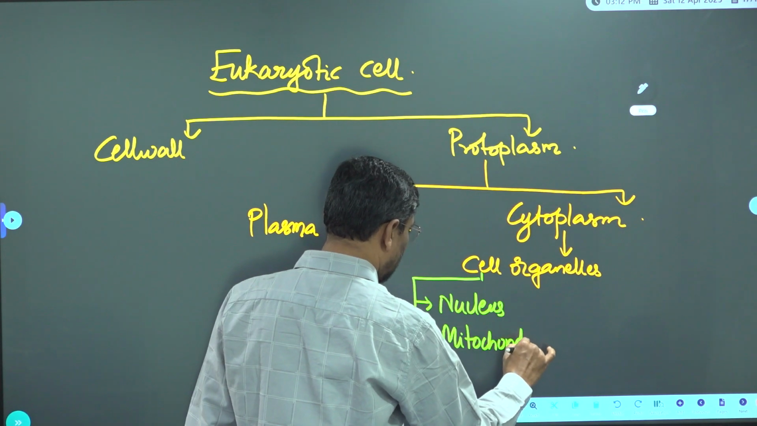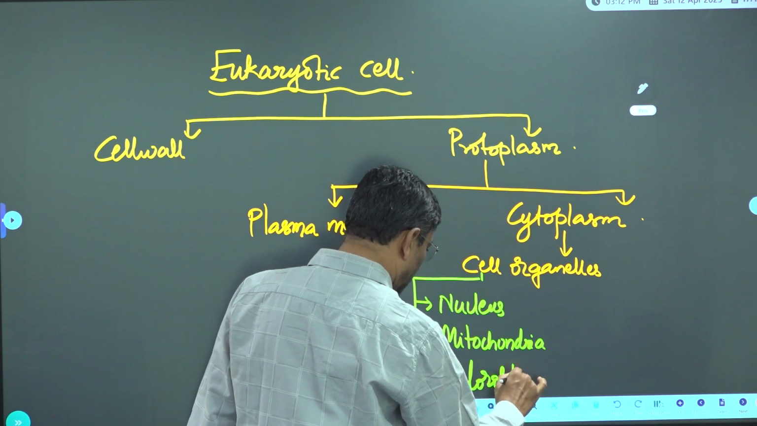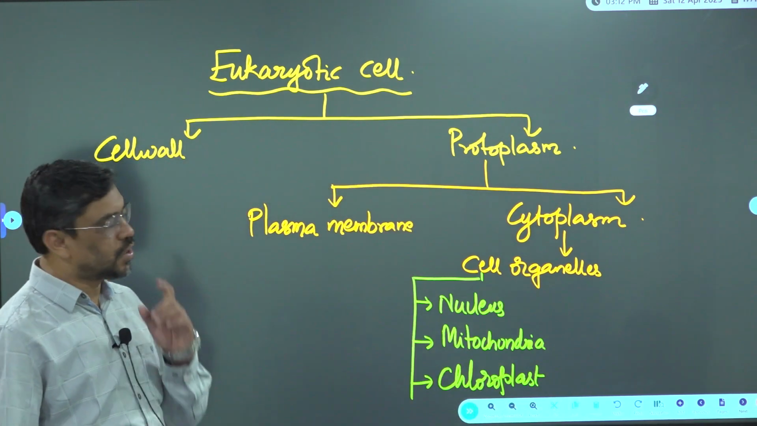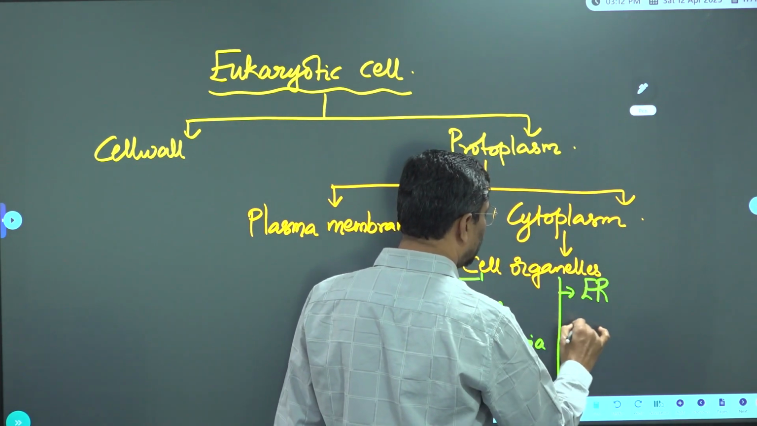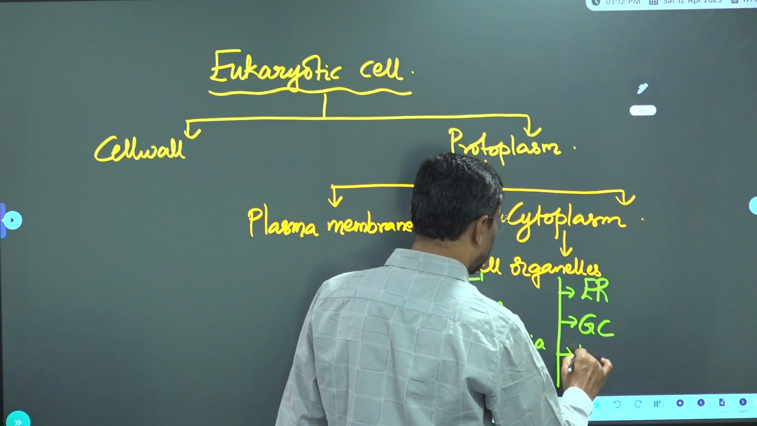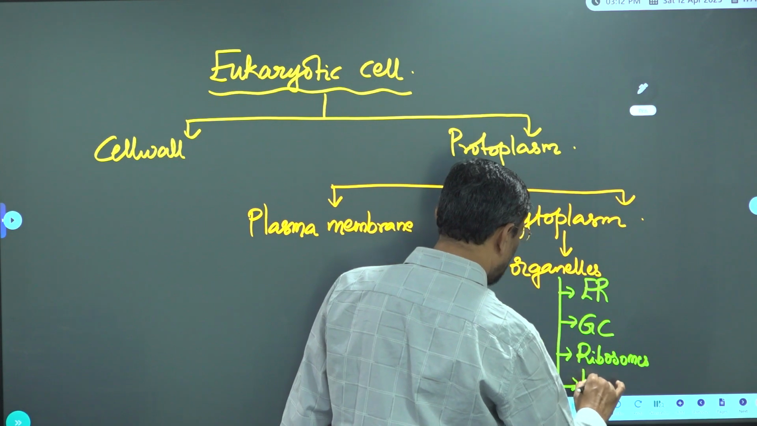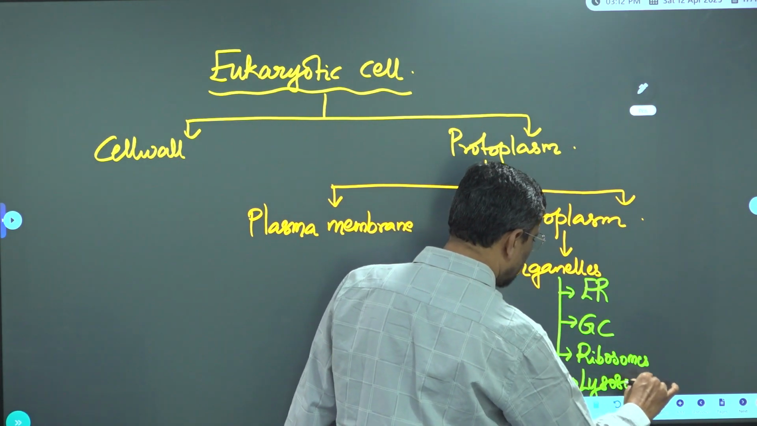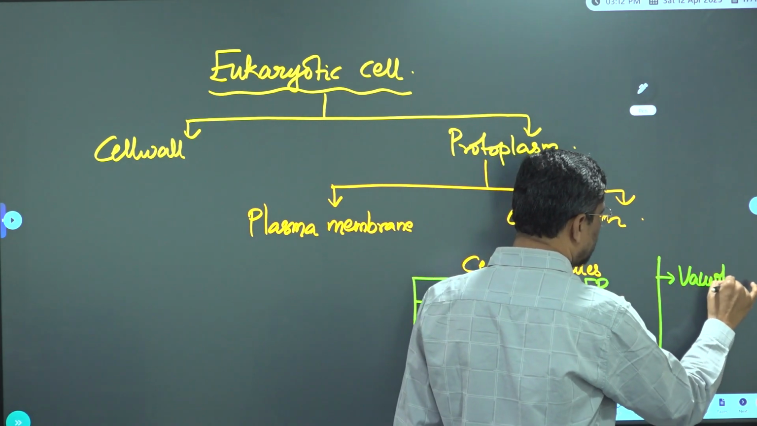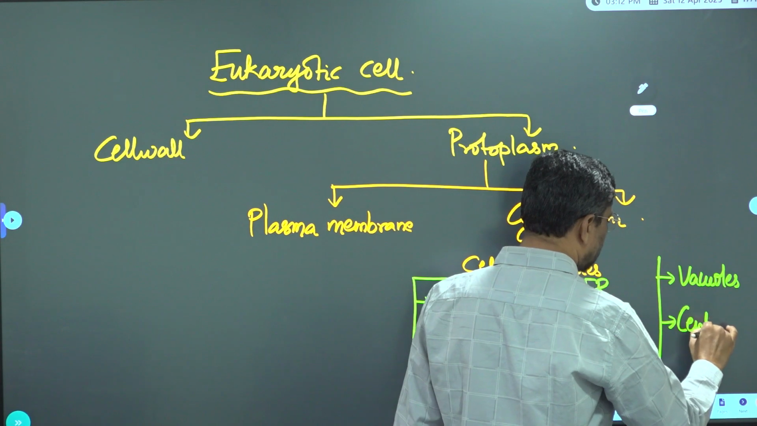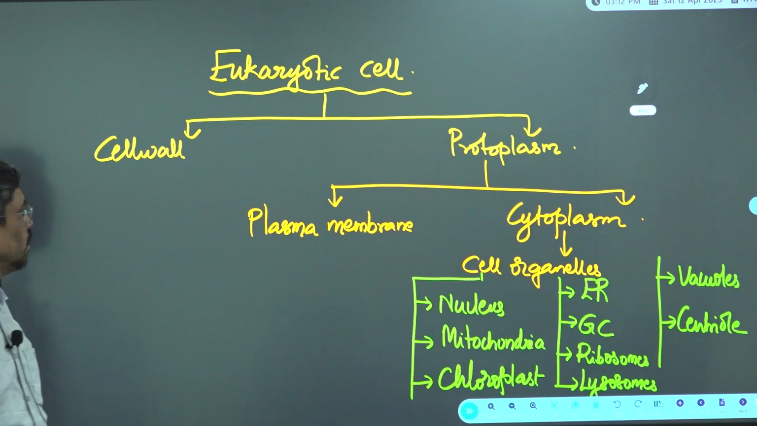nucleus, mitochondria, chloroplast, then endoplasmic reticulum, Golgi complex, ribosomes, lysosomes, then vacuoles and centrioles. Okay.